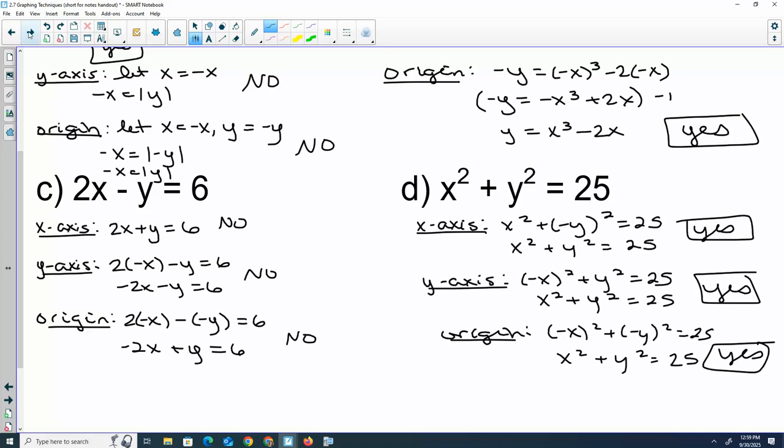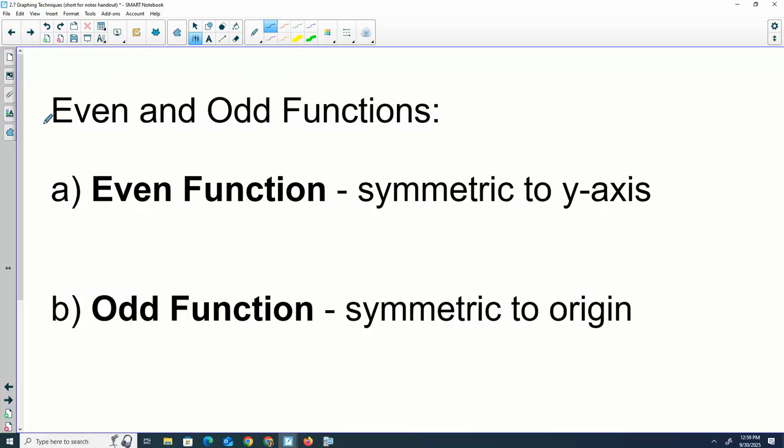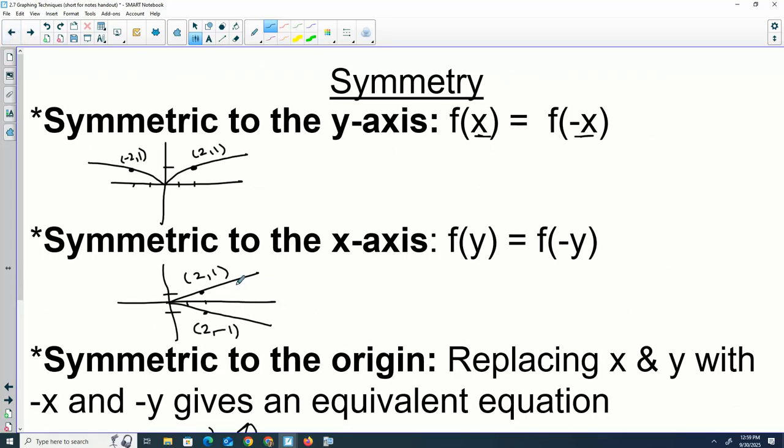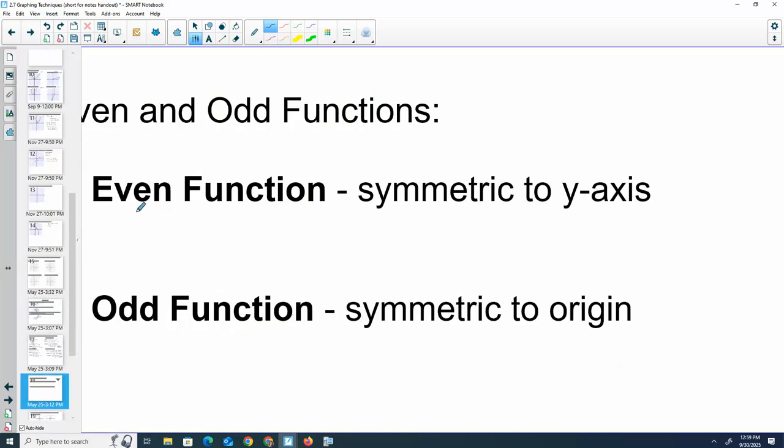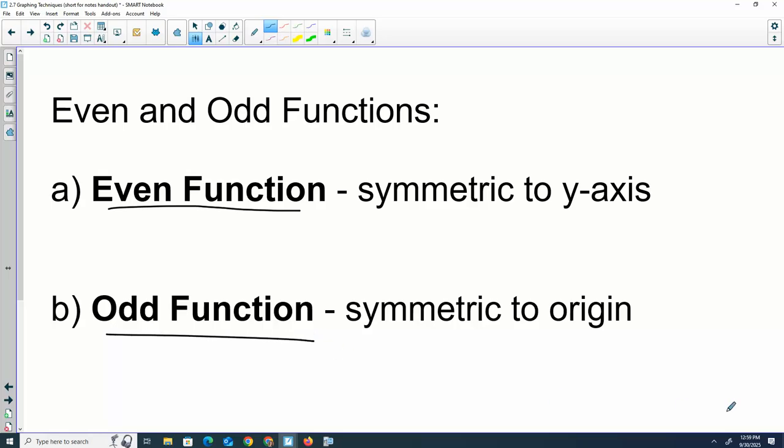Last thing in this section. So it goes along with symmetry. If something is symmetric to the x-axis, is it a function? If we think back, symmetric to the x, is this a function? No, it fails the vertical line test. So functions can only be symmetric to the y or the origin. They actually have special names for this. If it's a function symmetric to the y, they call that an even function. Symmetric to the origin is called odd. I always remember it by the O's go together. Odd is origin. Okay, so even is the y-axis.